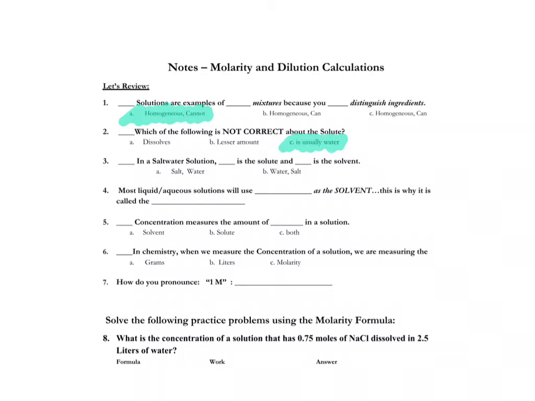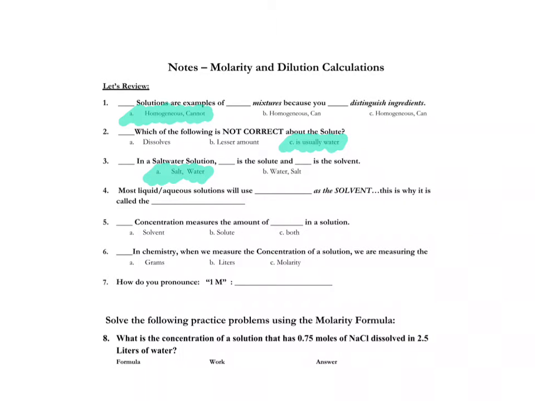Number three, in a saltwater solution, blank is a solute and blank is a solvent. So in a saltwater solution, you need to determine what is a solute and what is a solvent. The solute is typically in the lesser amount. The solvent is typically in the greater amount. So if I have a saltwater solution, I've got salt and water, which is usually in the lesser amount, and that would be the salt. So the salt is considered the solute, and the larger amount, the water, is my solvent. So the best answer here would be A.